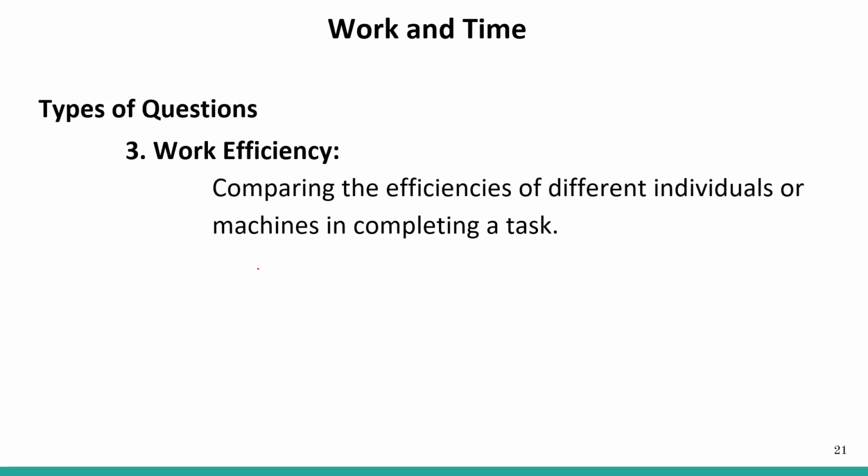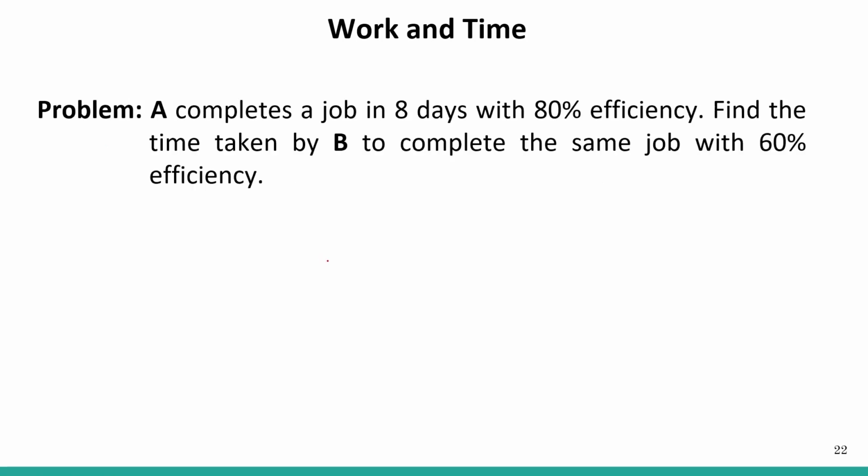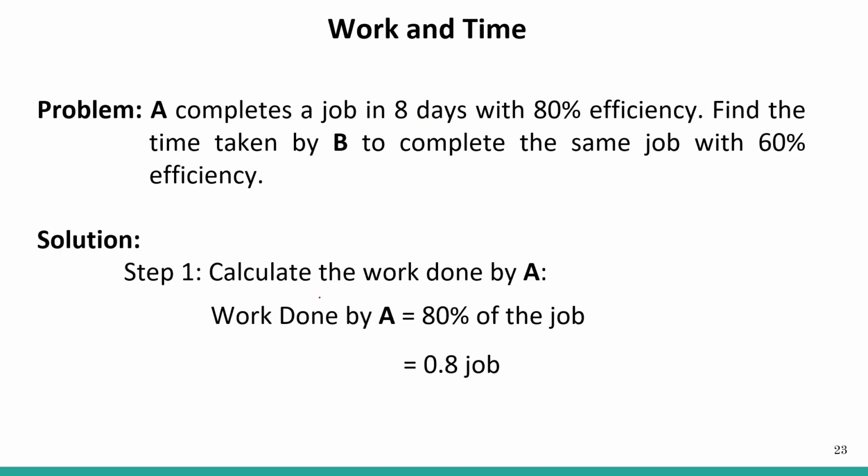Let's see the third kind of question, that is on work efficiency: comparing the efficiency of different individuals or machines in completing a task. Let's see a problem on this to get a better gist of it. A completes a job in 8 days with 80% efficiency. Find the time taken by B to complete the same job with 60% efficiency.